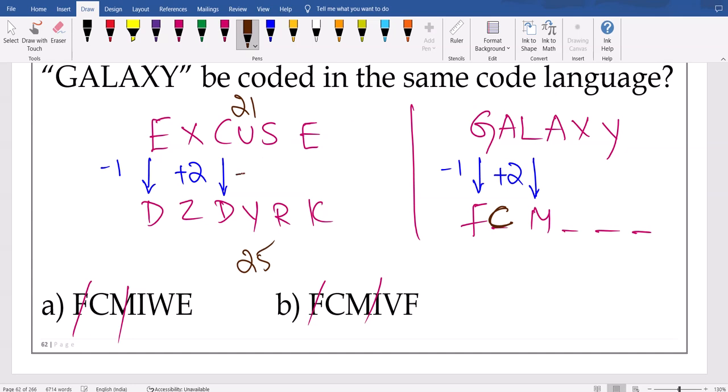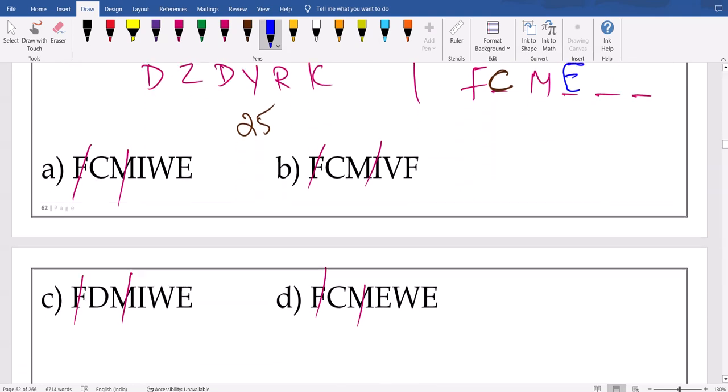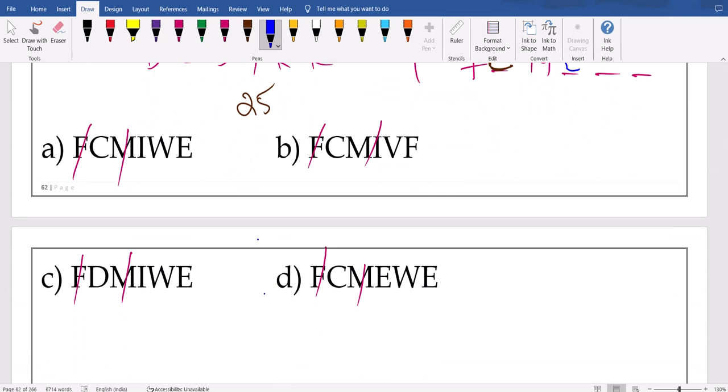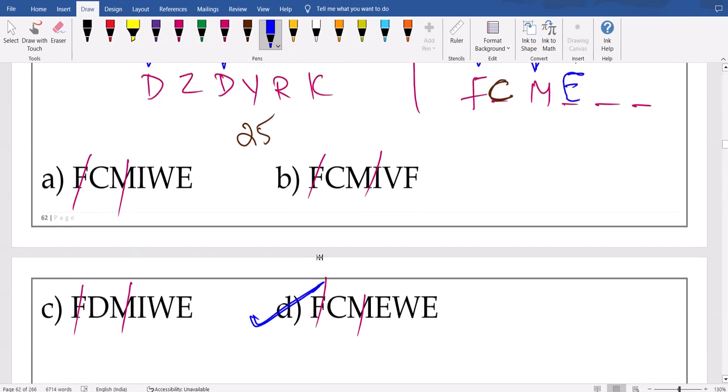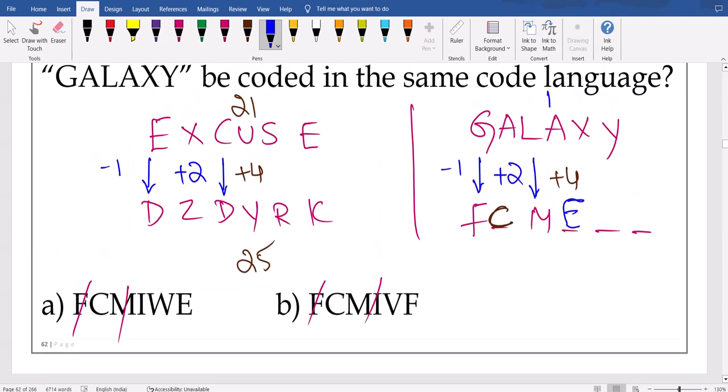What is the logic here? It is plus 4. If you apply plus 4 logic, A1 gives D, here it should be E. F, C, M, E. With ME only one option is available, that's option D. D for Delhi, so option D is the only suitable one. We have plus 4 logic available only in option D. Plus 1, minus 1, then plus 2, plus 1.